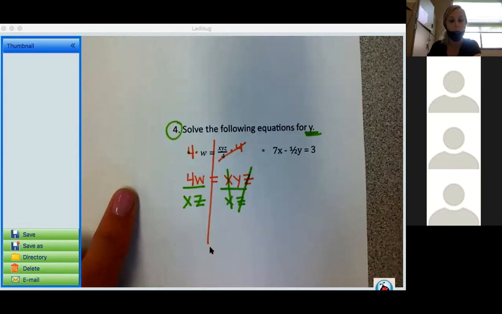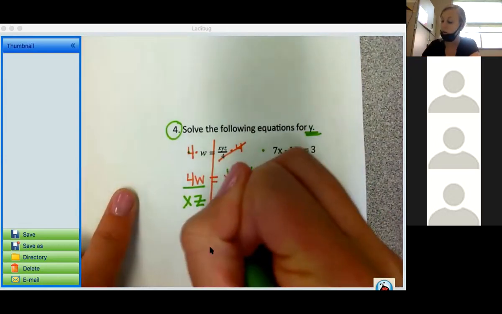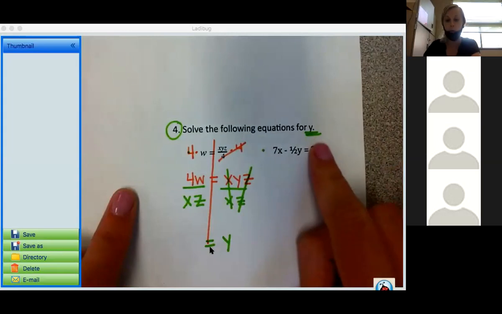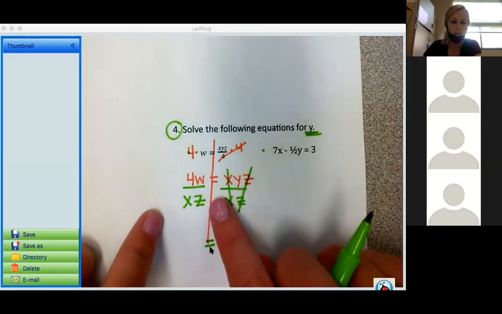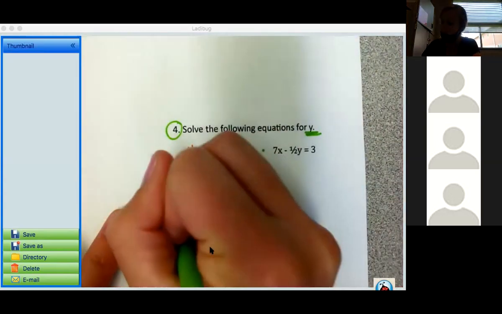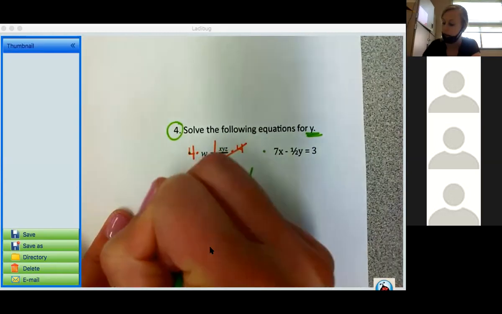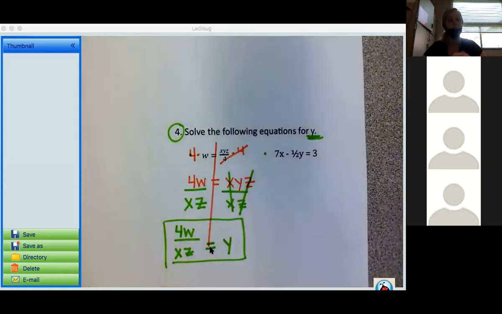How do we feel with that? Good. Okay, look on the right side. What's the only thing you're left with? Z. So we got Y equals, because they told us to solve for Y. And can we do 4W divided by XZ? No, none of those are like terms. None of those are the same letters. So it's just 4W divided by XZ. It's called literal because you literally write what it says.